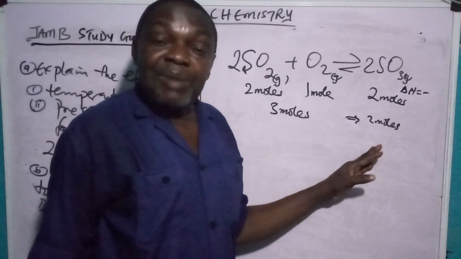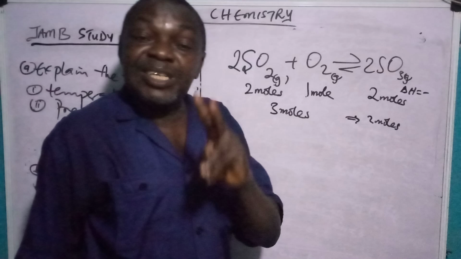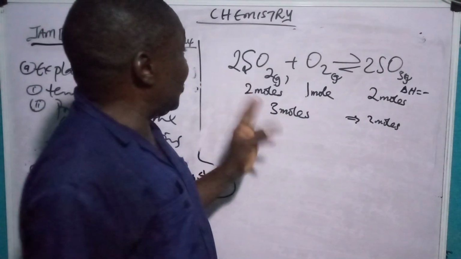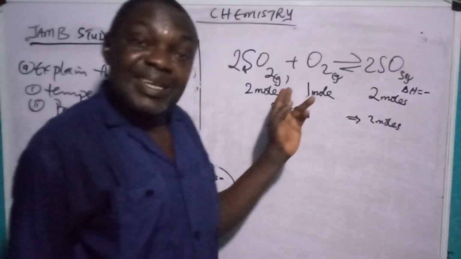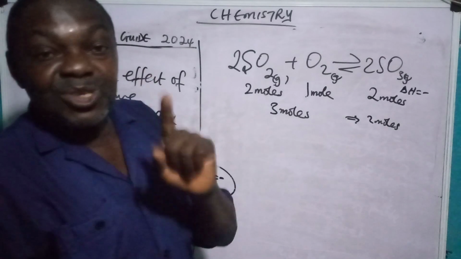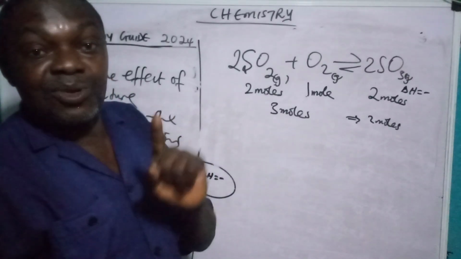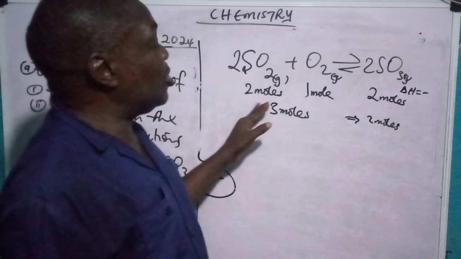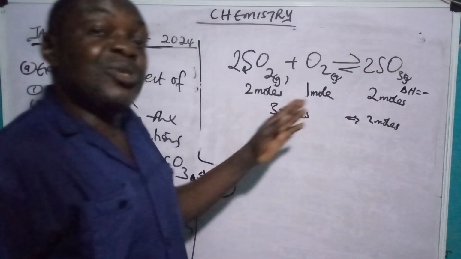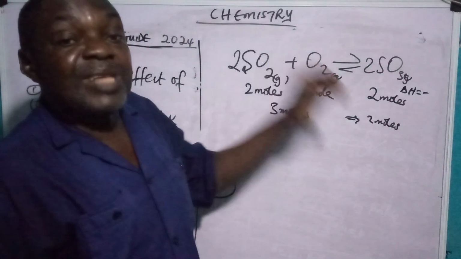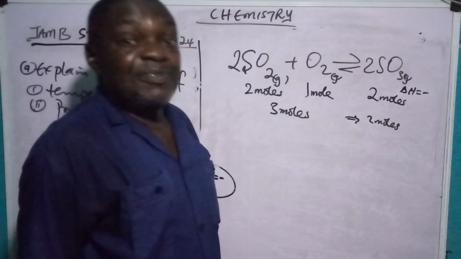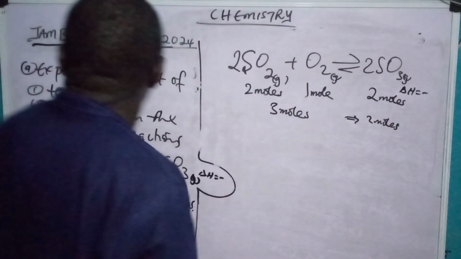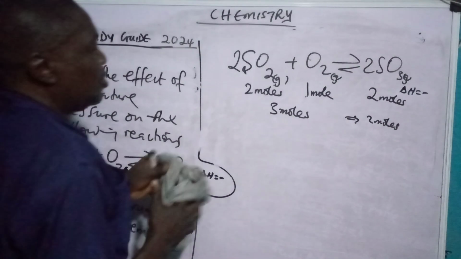Remember also, the 2 conditions necessary for pressure to affect this system: one, one or more of the reactants and of the products must be in gaseous form, in case you are asked in your WAEC or even JAMB objective. Second one is that the number of moles of the gaseous molecules on the left hand side must not be equal to that on the right hand side. If it's equal, pressure will not have any effect. We'll deal with that one in some other videos.